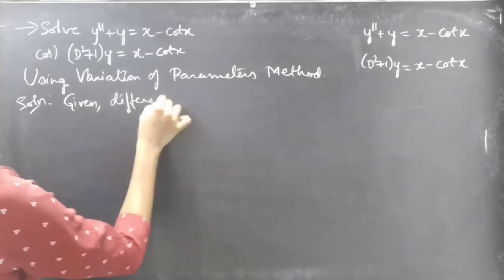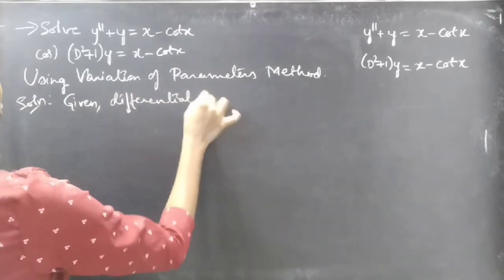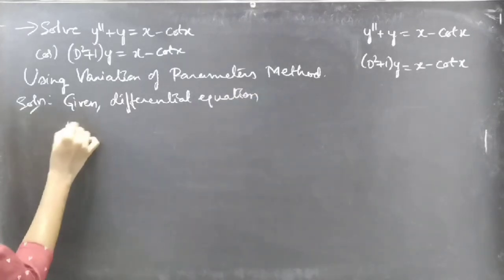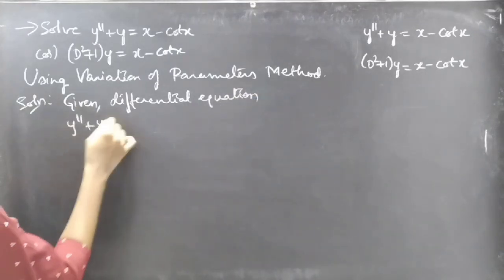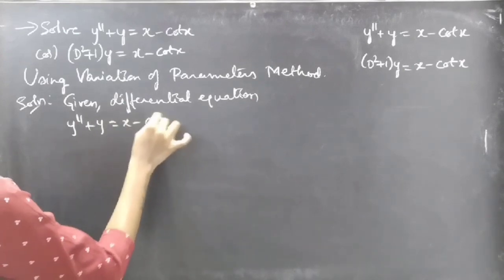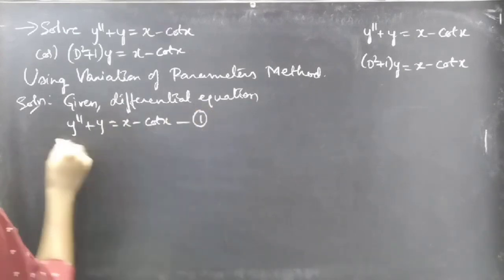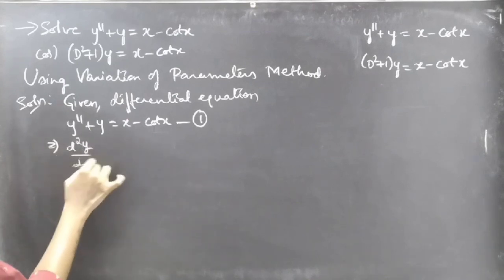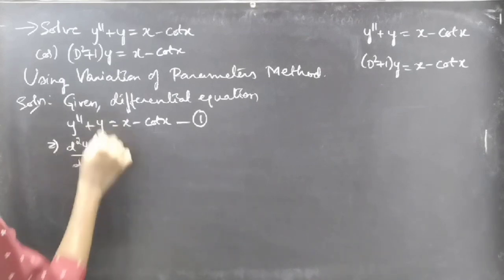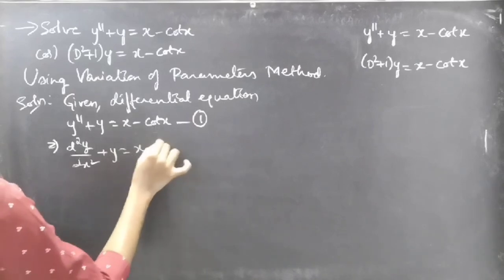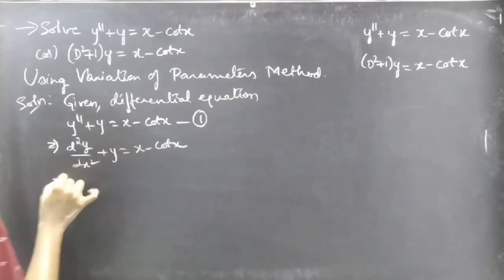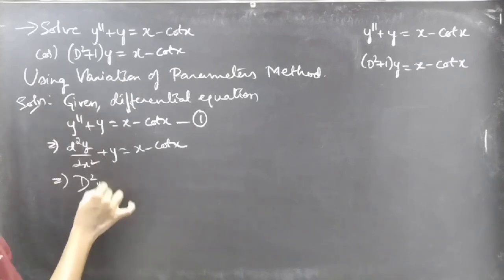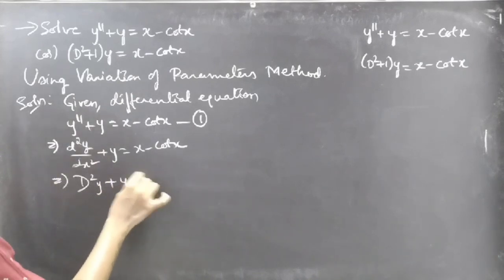Given differential equation, y double dash plus y equal to x minus cot x. Consider as equation 1. We can write y double dash as d square y by dx square, plus y equal to x minus cot x, and write d square y by dx square as capital D square y, using differential operator D, capital D I mean.